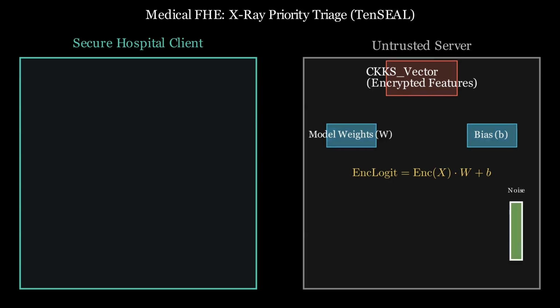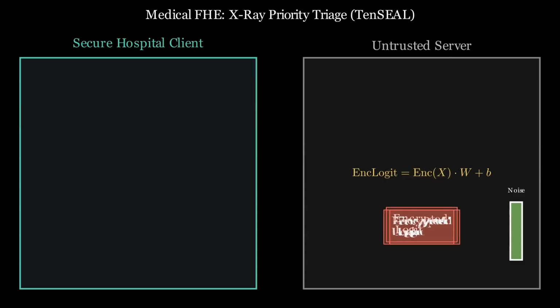Watch as the homomorphic evaluation unfolds. The server mathematically multiplies its plaintext weights with the encrypted feature vector and adds the plaintext bias. These inputs seamlessly merge to form a single, newly computed tensor, the encrypted logit. Now, pay close attention to the cryptographic noise bar on the right.